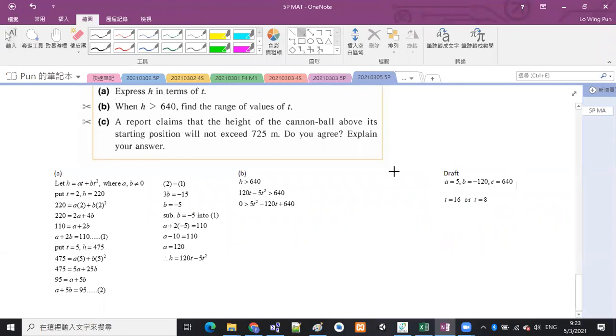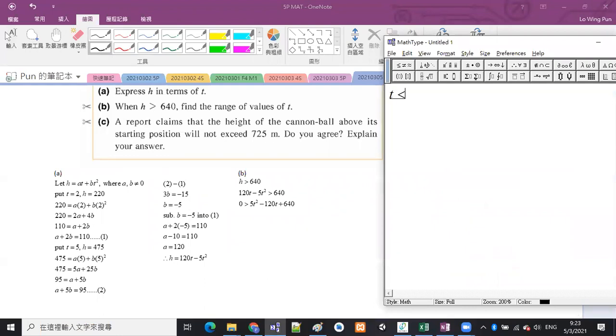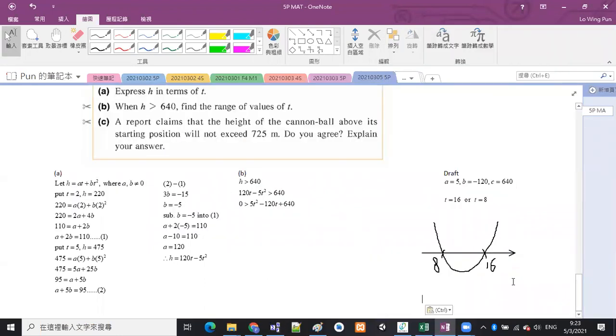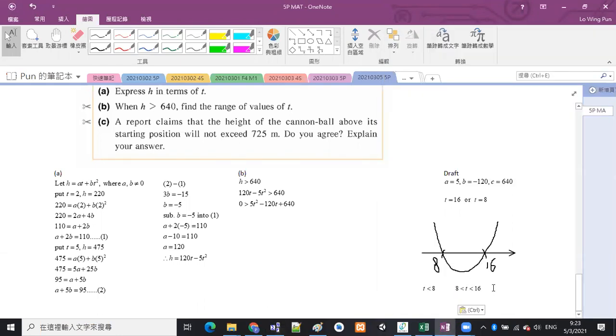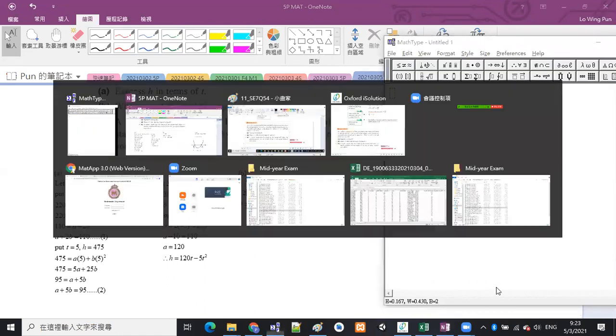So we can draw the happy face, like this. And then the point on the left should be the smaller number. That is 8. And then the point on the right is the larger number. That is 16. And it is divided into 3 parts. First, the left part is t less than 8. And then the middle part should be 8 less than t less than 16. And the right part should be t larger than 16.